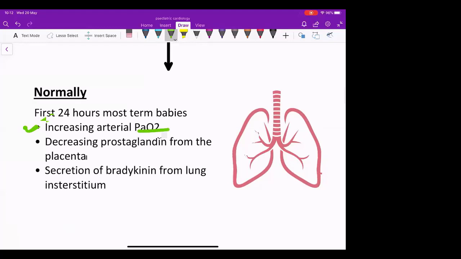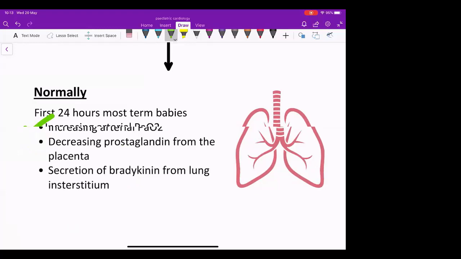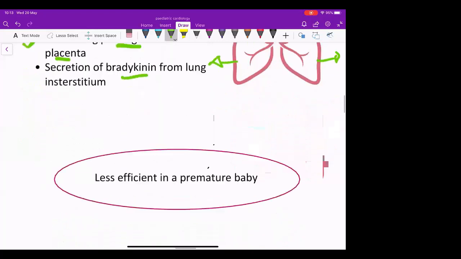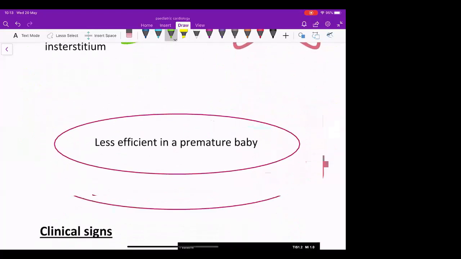Another thing that happens: your placenta gets cut off, you don't get any more prostaglandin, which we know keeps ducts open. So that stops coming, and the baby's not receiving that anymore, so the duct will close. The last thing is bradykinin. When the baby's born, they take a big deep breath in. There's that shear stress when they open up their lungs, and that causes bradykinin to be released, and that again targets the duct and helps it to close. As we all know, that doesn't always happen, so it's less efficient in a premature baby, for many reasons, and it can cause problems.